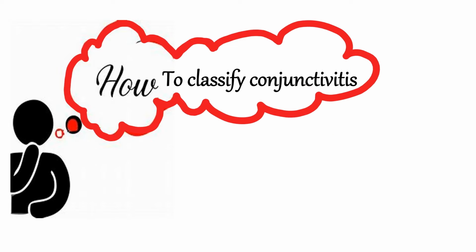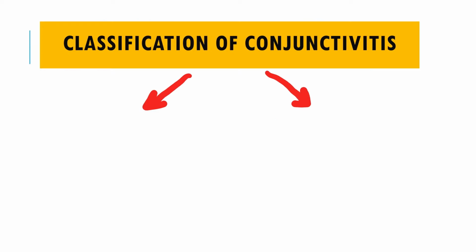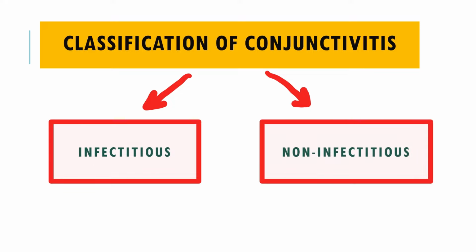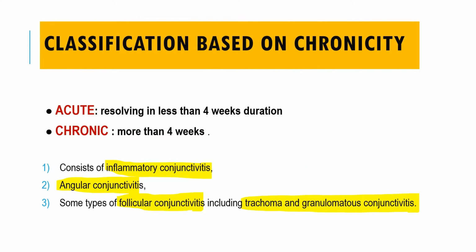Okay, now let's talk about how you classify conjunctivitis, or in simpler terms, what are the various types of conjunctivitis. Conjunctivitis can basically be classified as infectious or non-infectious. Apart from that, we can classify conjunctivitis based on the chronicity of the disease. If a particular conjunctivitis is acute, it comes very early and resolves in less than 4 weeks. So here the cutoff point is 4 weeks. Chronic conjunctivitis is a conjunctivitis which lasts for more than 4 weeks.